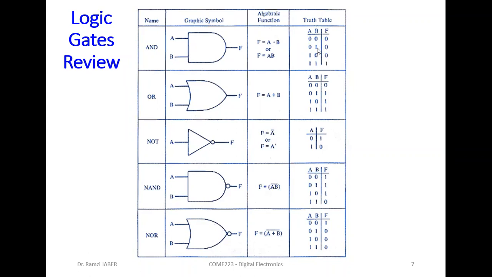1 means high voltage. 1 means on, the transistor is on. 1 means 5 volt. Okay, so 1 will be on, high voltage, 5 volt. 0 will be off, low voltage, 0 volt. Okay, and 1, high voltage, on, is not necessarily 5 volt.